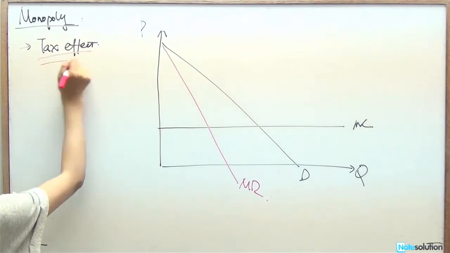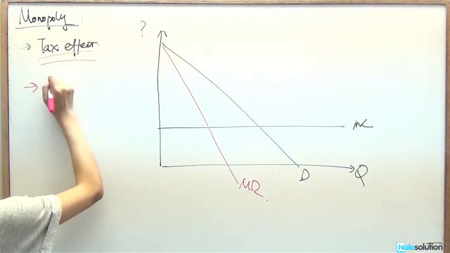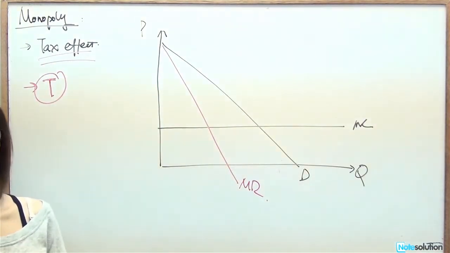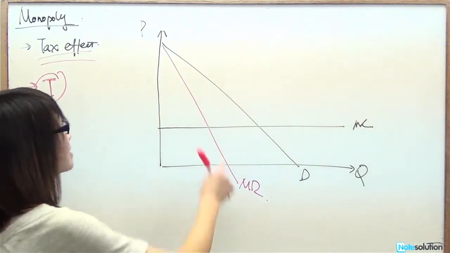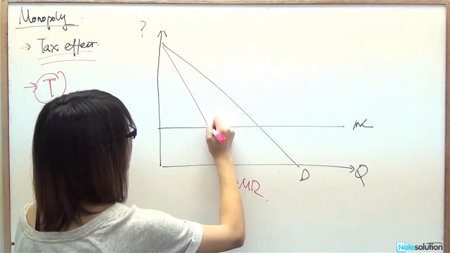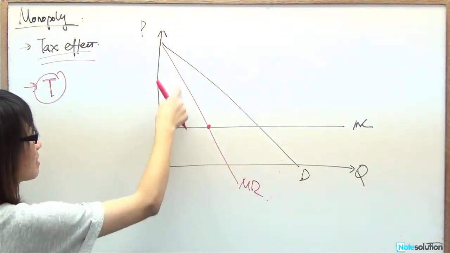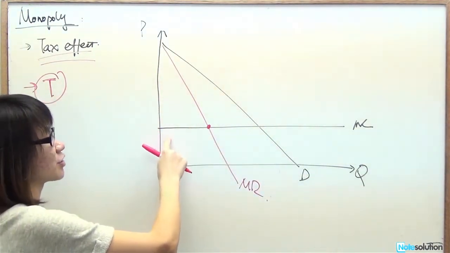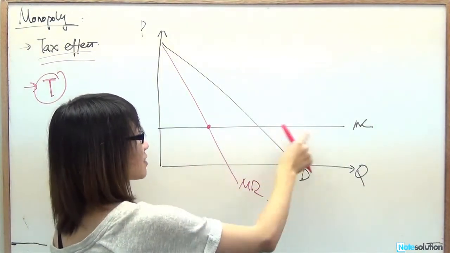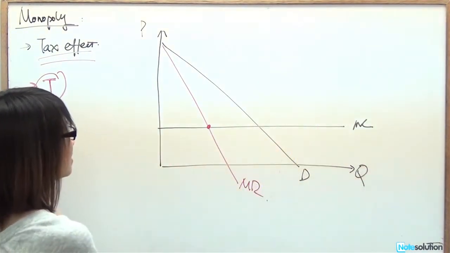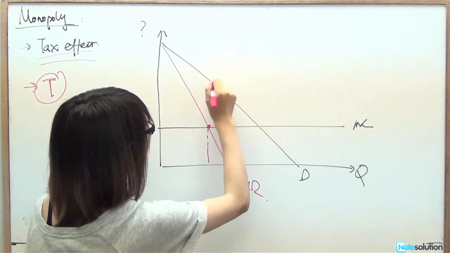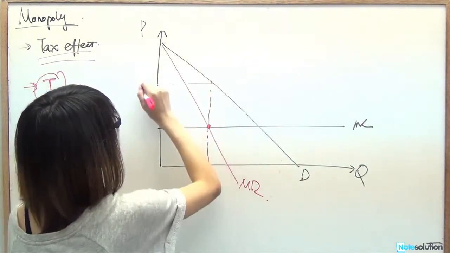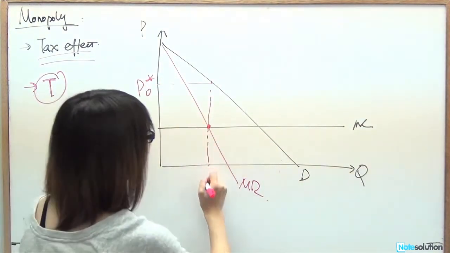The last knowledge point that we want to talk about for the monopoly market will be the tax effect. If the government levies a tax of T on the supplier, what will be the tax effect? To calculate the original equilibrium point, we set the marginal revenue equal to marginal cost. For simplicity of the graph, we assume a horizontal supply curve, so we have a horizontal marginal cost. Our beginning equilibrium point will be P0 star and Q0 star.